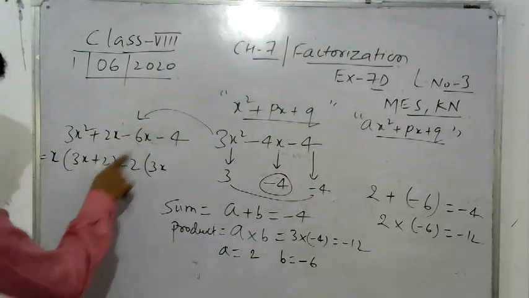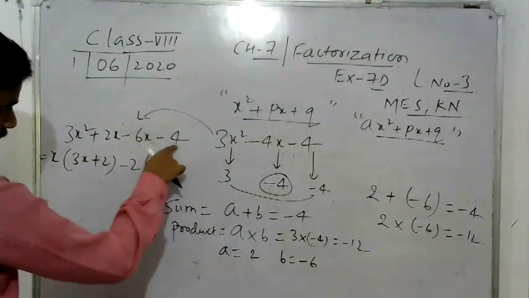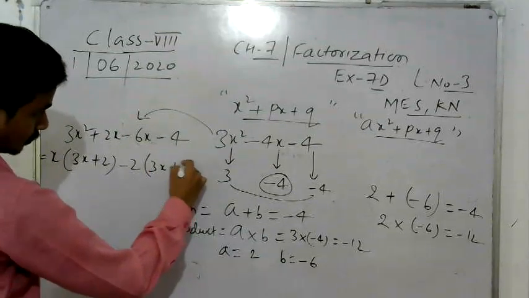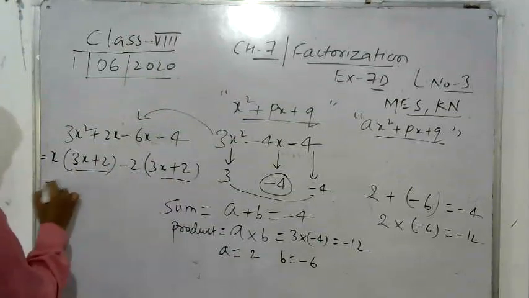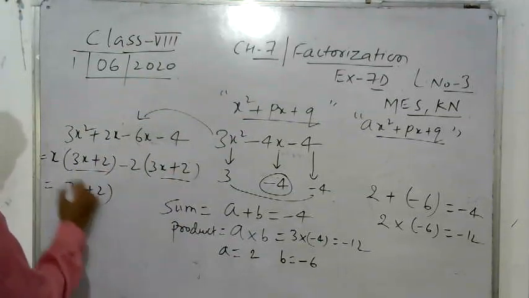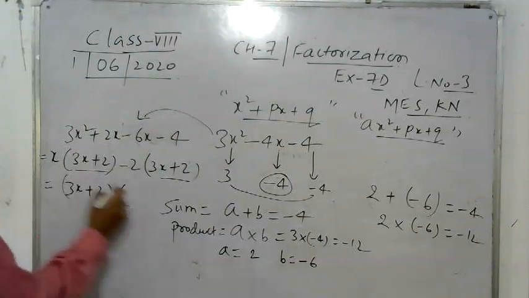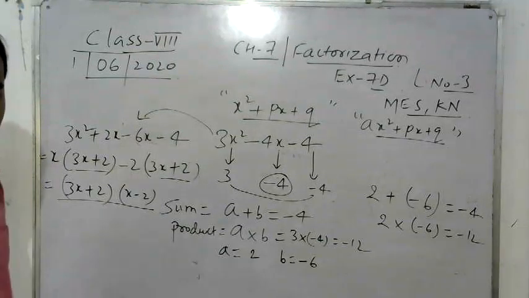And pay attention here. If you take minus common, then this sign will change. This minus will change to plus, and when you divide 4 by 2, you will get 2. Now 3x plus 2 is common. Take 3x plus 2, and what is remaining? x minus 2. In this way you will factorize this type of problem.